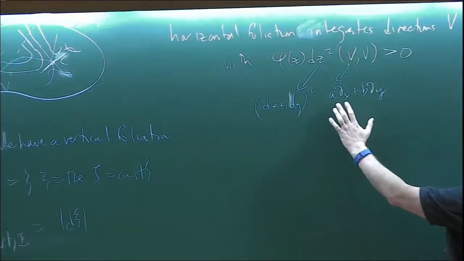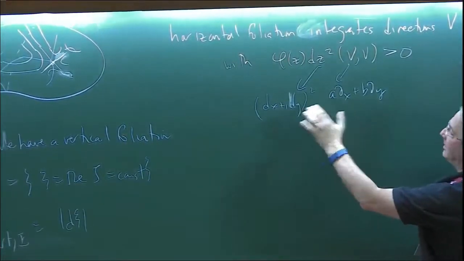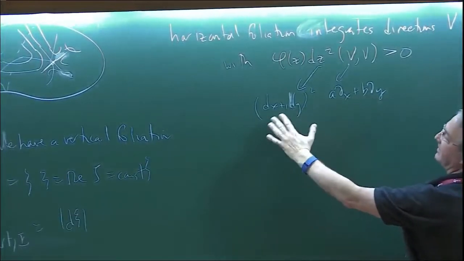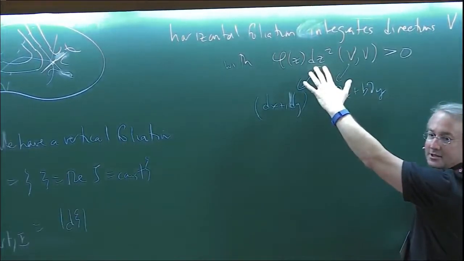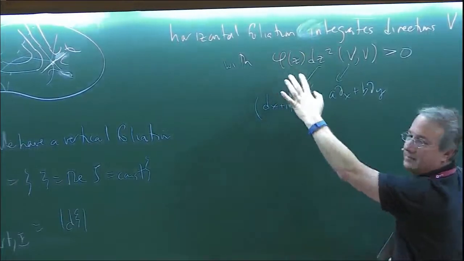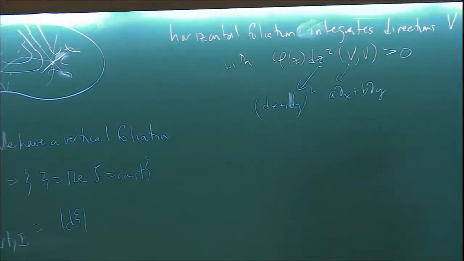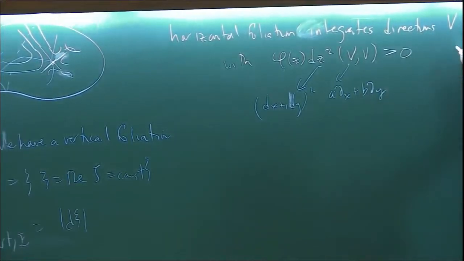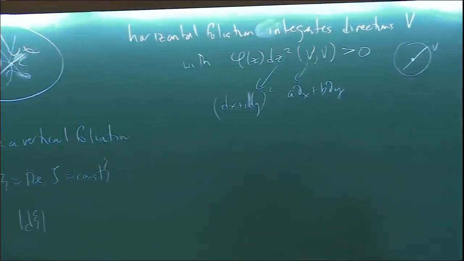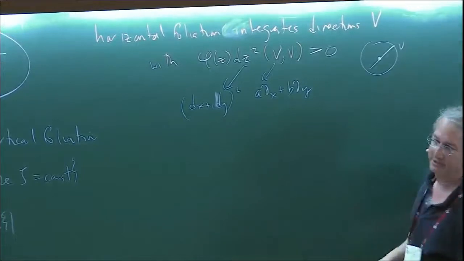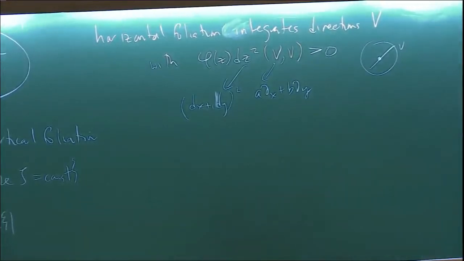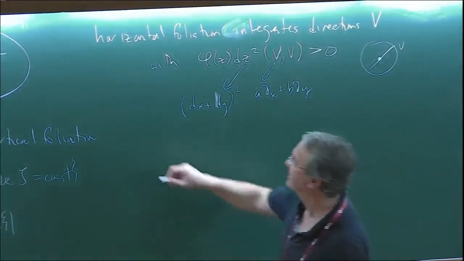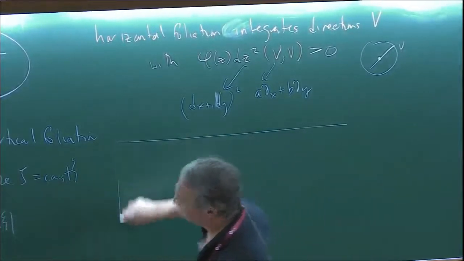dx on this is a, dy on this is b, so I have a plus ib, I square it, I get a plus ib squared, I multiply by phi, I get a number, a complex number. I want to pick v so that complex number is real and positive. And so at any point, there'll be one pair of directions v where it's real and positive, and otherwise it's not. Okay, that picks out the foliation. It's an analytic point of view. Great.